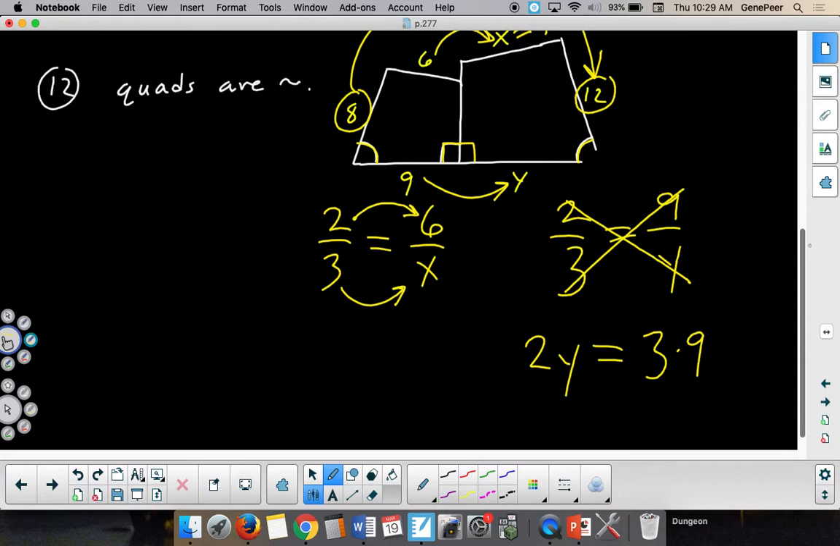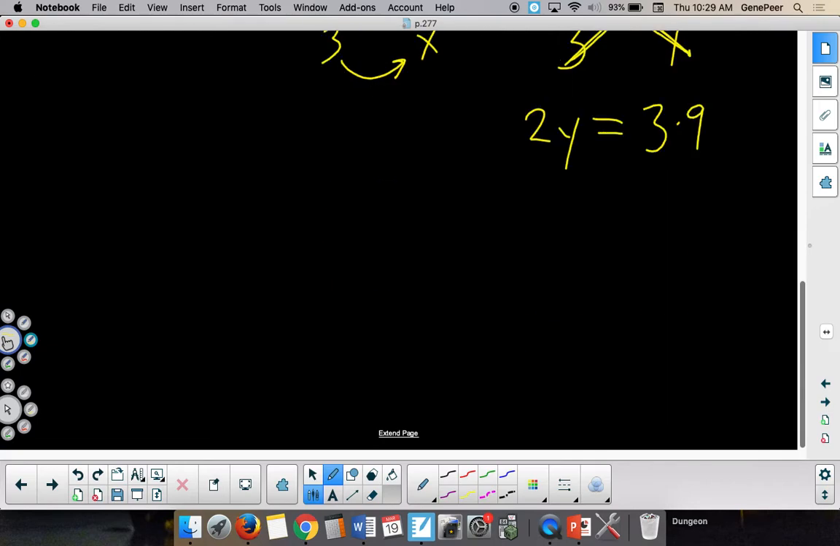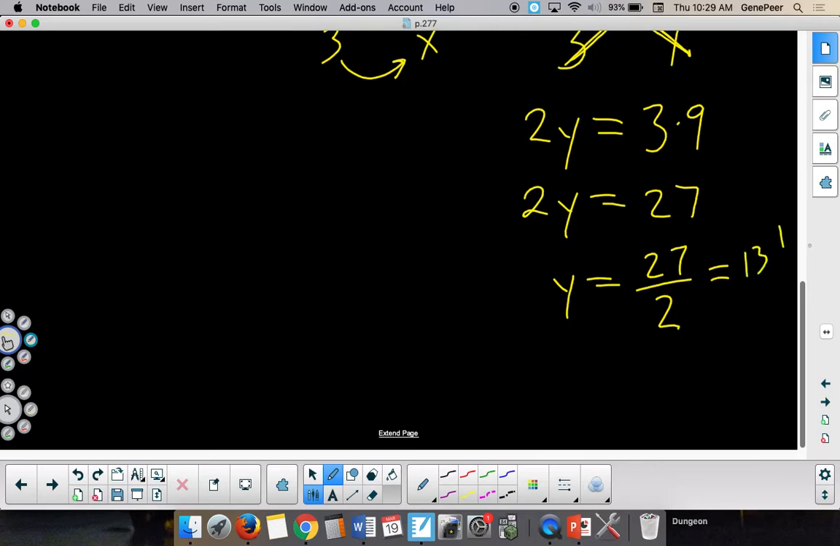By the way, that only works in a proportion. Only when you have an equal sign here can you do a dastardly thing like cross multiplying. 2 times y equals 3 times 9. What good is that to us? Well, now we have 2y equals 27, so y equals 27 halves. Otherwise known, by the way, as 13 and 1/2.